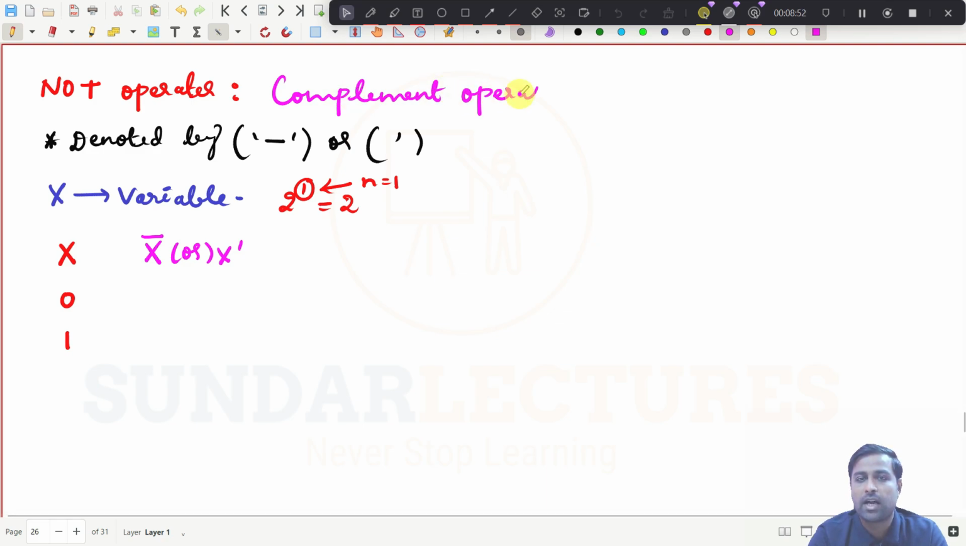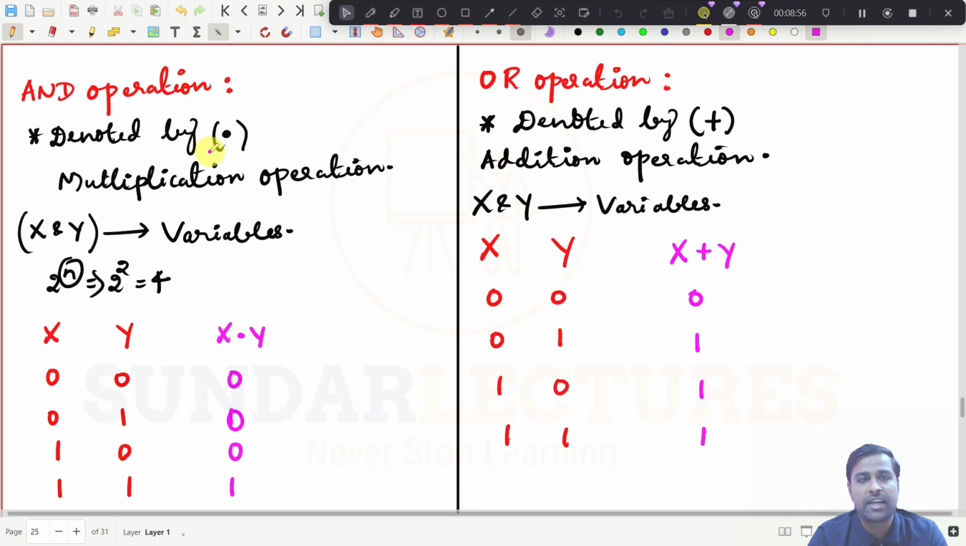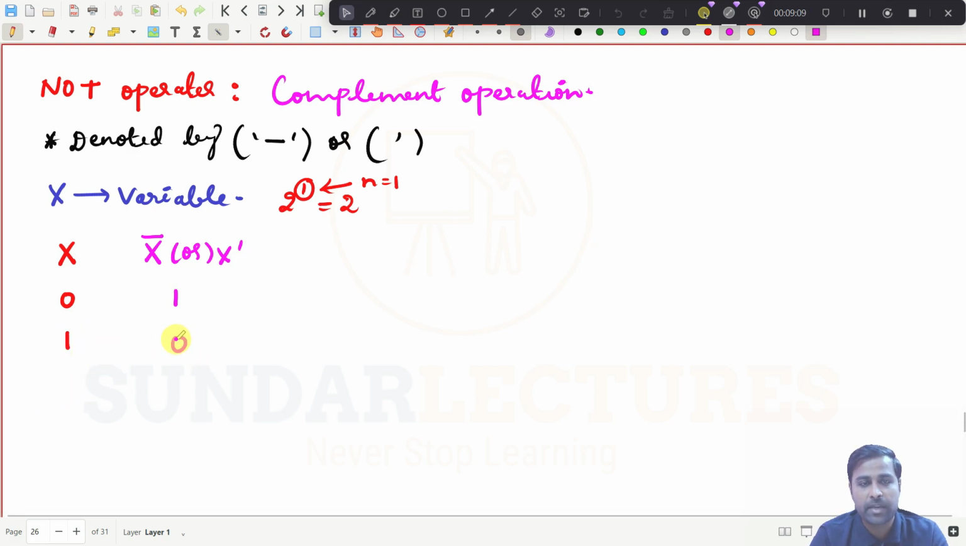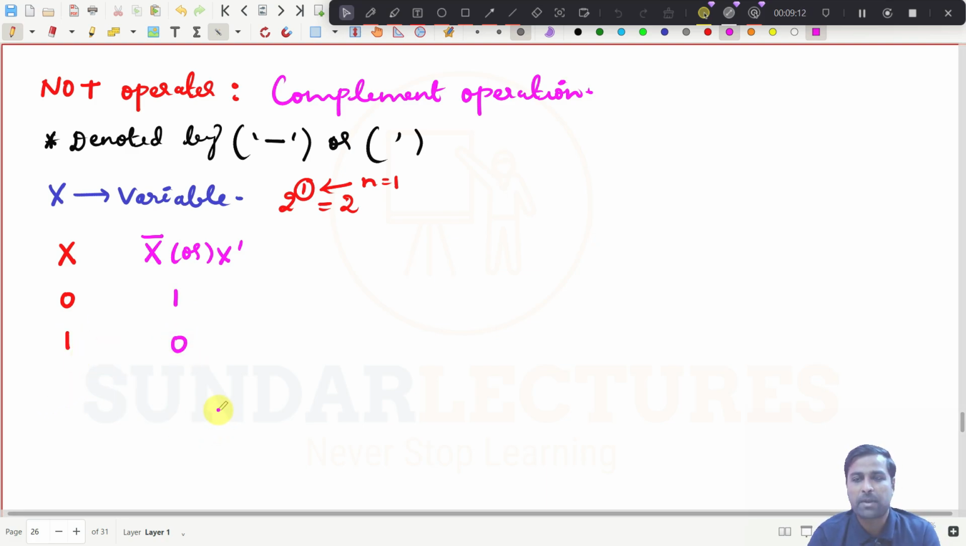Like what OR and AND have done. See, AND performs multiplication, OR performs addition. Like that, this NOT will perform a complement operation. Like if this is 0, then it makes it 1. If this is 1, then it makes it 0. Complement, right? So these are the 3 different operators we have in Boolean algebra. These basic operators, right?